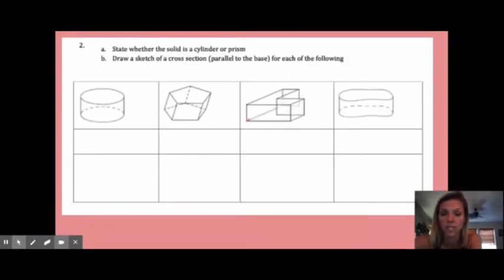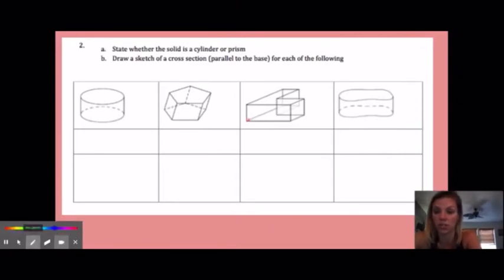This one says, state whether the solid is a cylinder or a prism. Draw a sketch of the cross-section that's parallel to the base. Let's see how my sketches do. So this first one here, top and bottom are circular and congruent. So this is a cylinder.